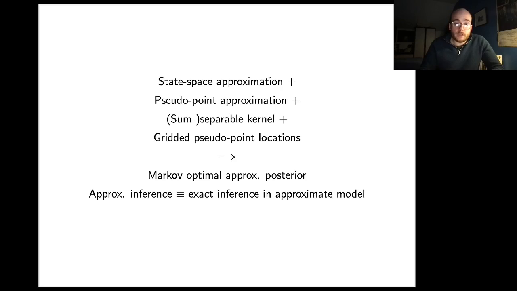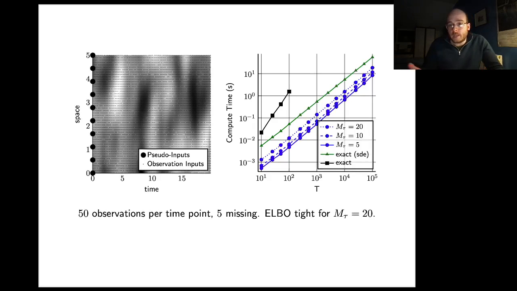So if you take those three things, do some kind of careful selection of pseudo-points, you can get an efficient approximate inference scheme. The optimal approximate posterior turns out to be Markov, which is really nice. So the Markov property of the state space approximation has been preserved. You can do approximate inference by running exact inference in an approximate model, which means you can get code reuse, and it's fairly easy to implement. And of course, we get better scalability.